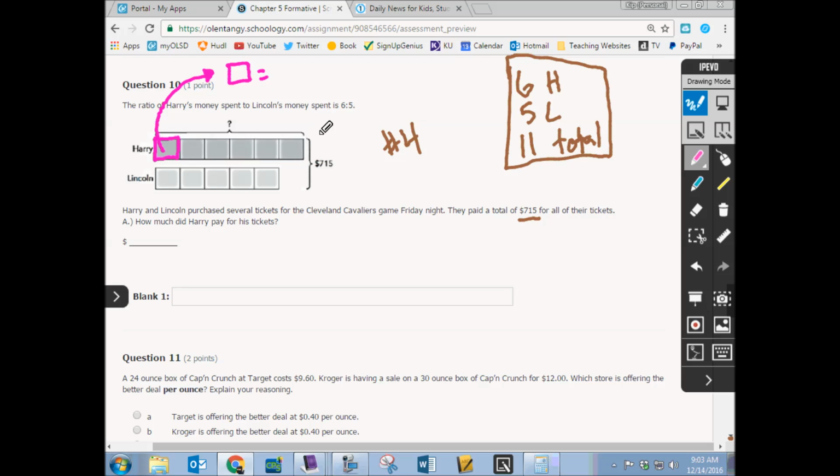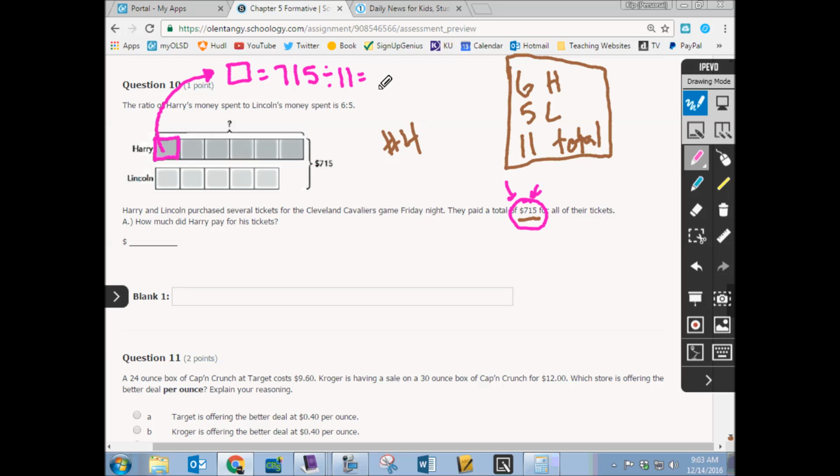How much money? Jaden? I might have done it a different way, but I did 715 divided by 11. You did it by 11. Now, the reason he did divided by 11 is because this is how much they have total. If it was Harry has $715, you would do 715 divided by 6, right? If it was Lincoln that had $715, you would do 715 divided by 5. This is the total they spent, so you do it by 11.